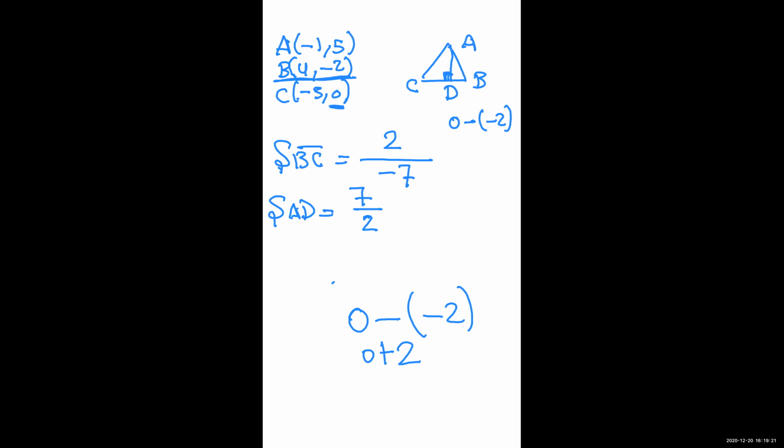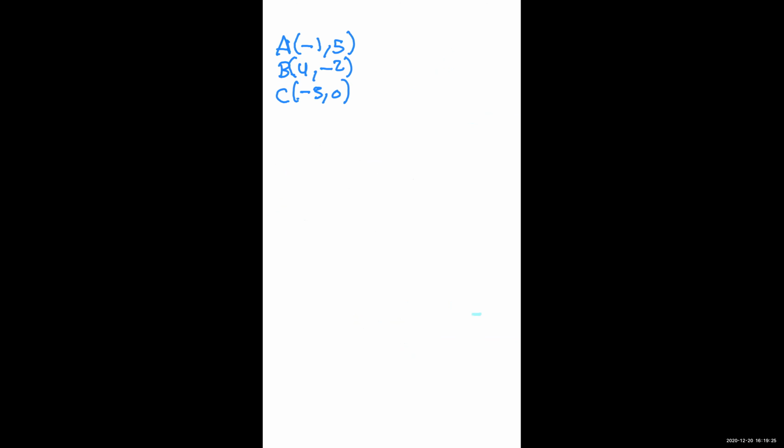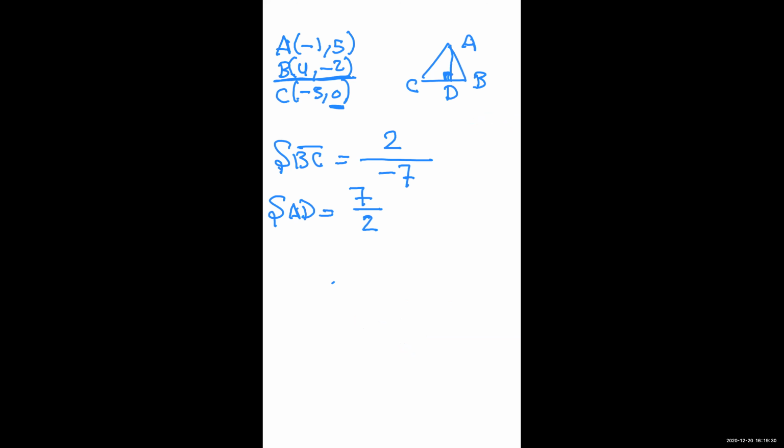Okay. Is it clear? Okay. So now the slope for the line will be 7 over 2. Now the equation y will equal mx plus c. So y will equal 7 over 2 x plus c.